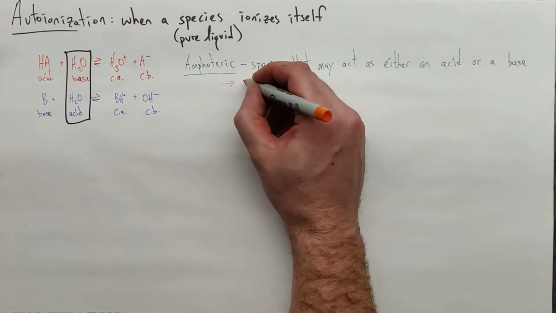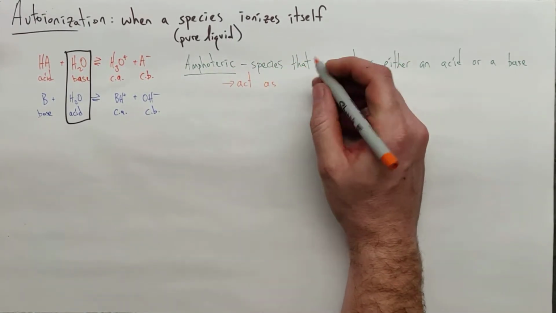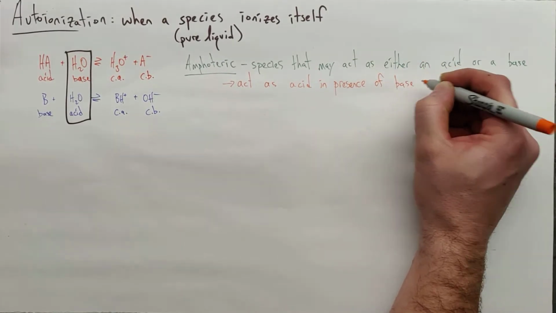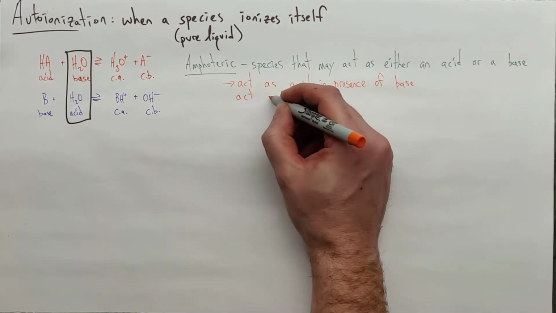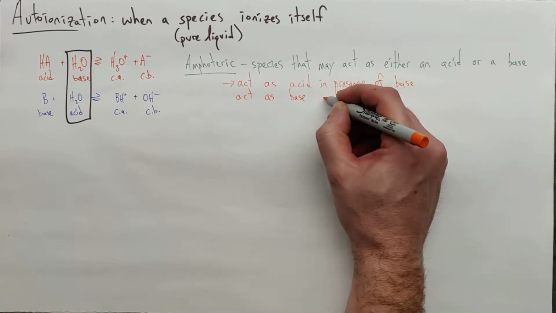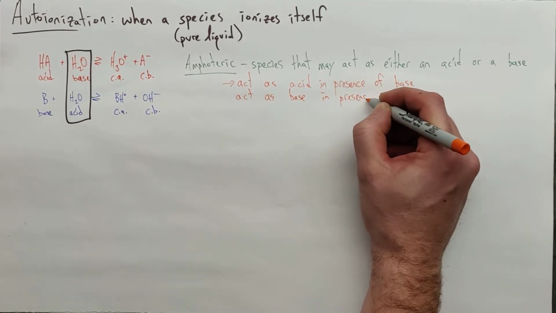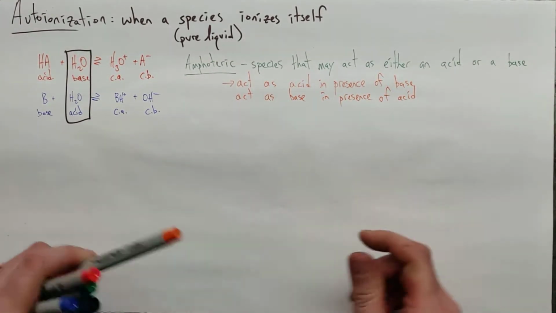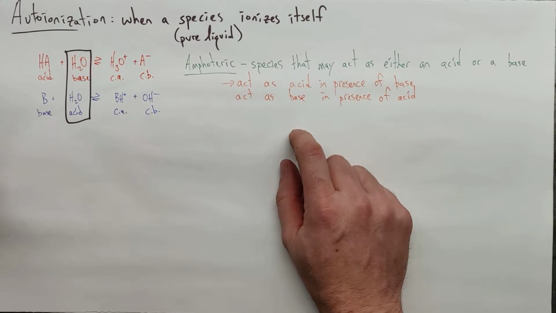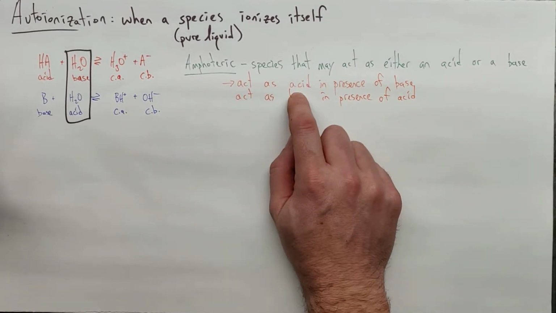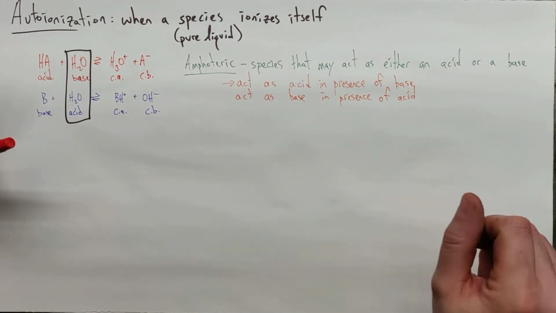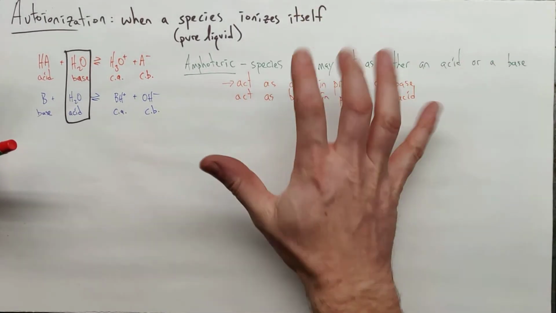So it acts as an acid in the presence of bases, and we'll copy those words down, acts as a base in the presence of acids. And I'm sure someone out there is wanting to argue, but the idea is if you have a stronger base, then the amphoteric species will act as the acid. And if you have a stronger acid, then the amphoteric species will act as a base. So that's what we've got.